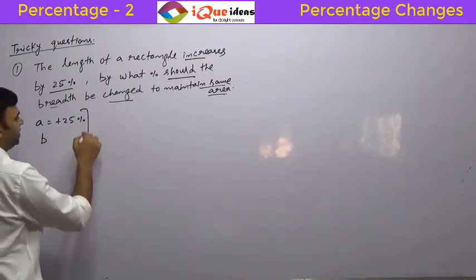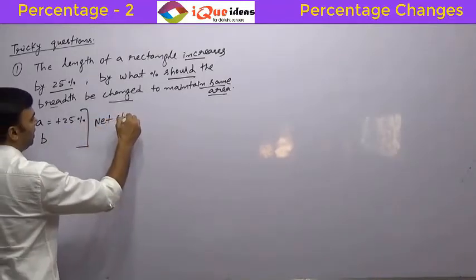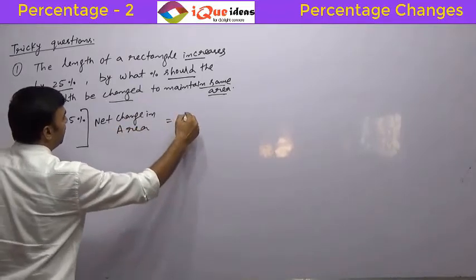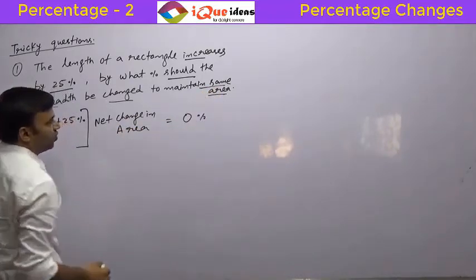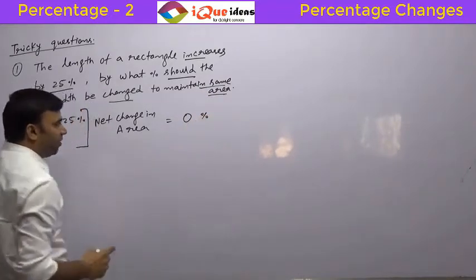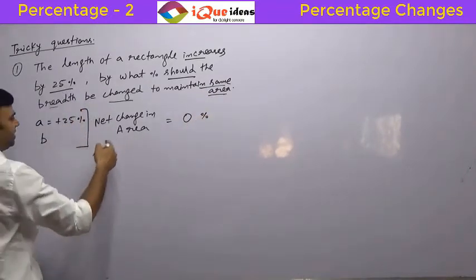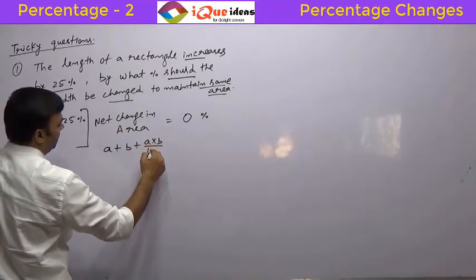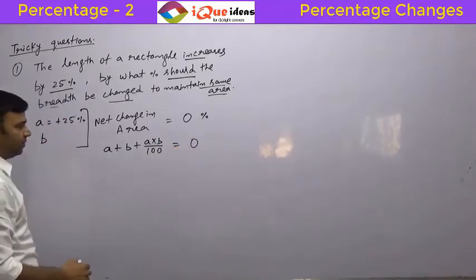And the net change in area is given as 0. Why 0? Because it's the same area. So no change. No change means 0% change in the area. Alright. How do we use this? We know that the net change has to be calculated as A plus B plus A into B by 100. That has to be 0.